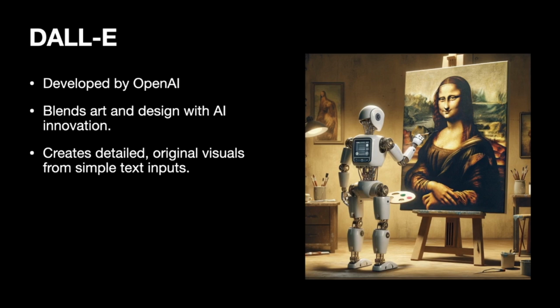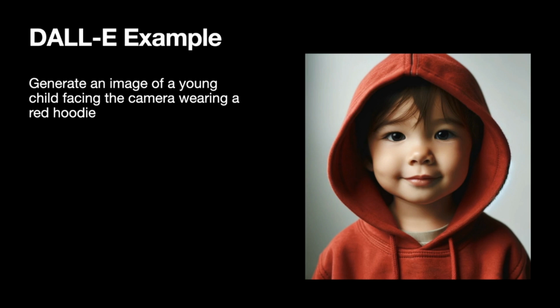Now I'm going to talk briefly about DALL-E. DALL-E was developed by OpenAI. It blends art and design with AI. It can create detailed, original visuals simply by putting in text. In fact, every image that you're seeing in this presentation was generated by DALL-E. I just want to give you some examples. I told DALL-E or ChatGPT to generate an image of a young child facing the camera wearing a red hoodie. This is the image it came back with.